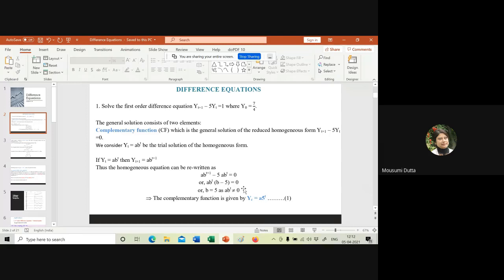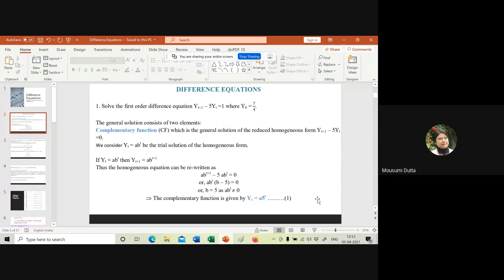Since AB to the power t is a trial solution where A and B are arbitrary constants, naturally the trial solution will not be equal to 0. Otherwise, we will not be able to solve anything. Hence, B minus 5 will necessarily be equal to 0 here. And from there, we can solve for the value of B, which is given by 5.